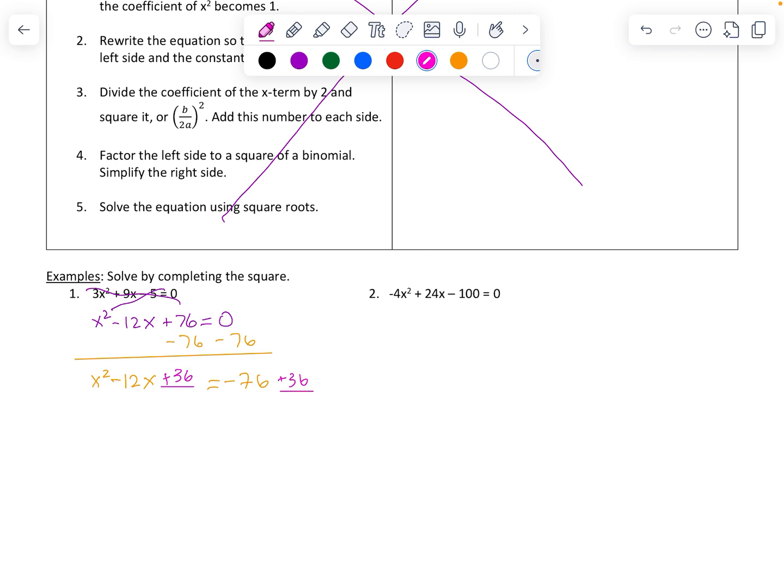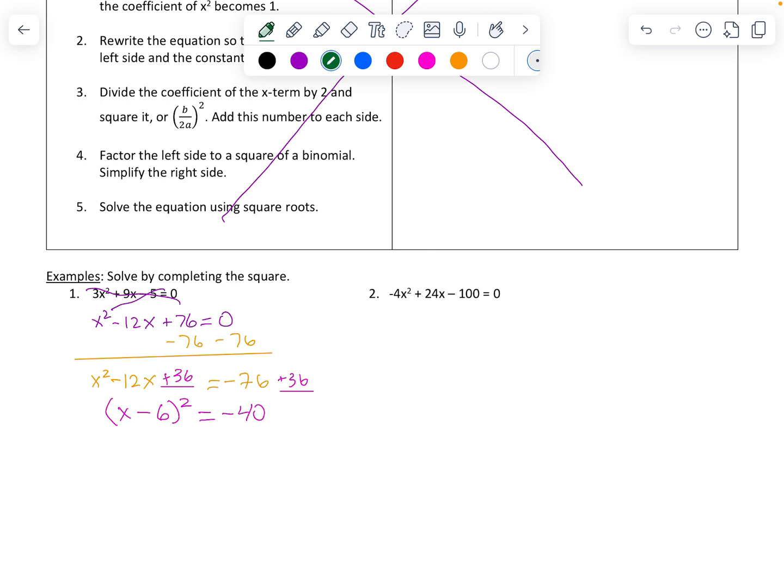On the left side, I am going to factor this. This factors to x minus 6 times x minus 6, or x minus 6 squared. On the right side, I end up getting negative 40. You may or may not realize that this one's weird at this stage. We have never had one where you have a negative on the right side.